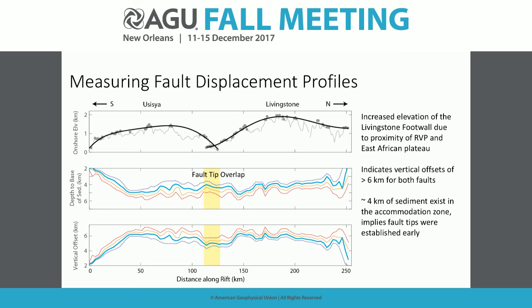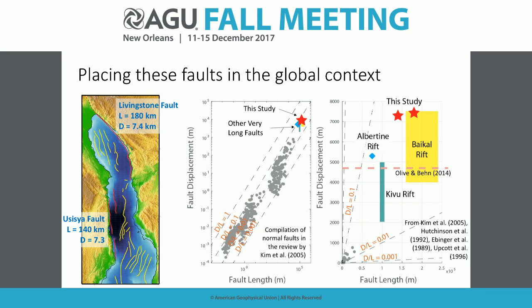In our estimate for the total vertical offset of these faults, we find that both faults reach total vertical offsets of slightly over 6 kilometers there. And so now we'll assume a fault dip of 60 degrees. This is consistent with focal mechanisms as well as onshore mapping and reflection imaging. And we place these faults now in a global context.